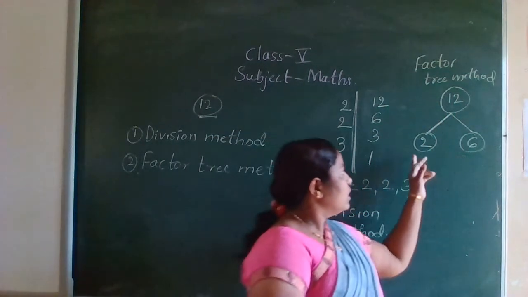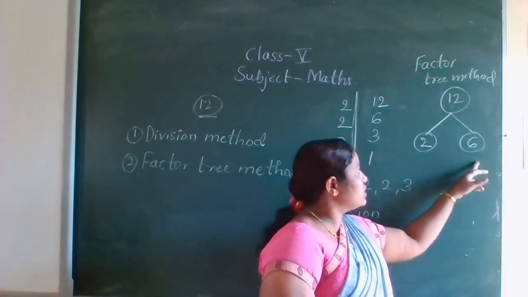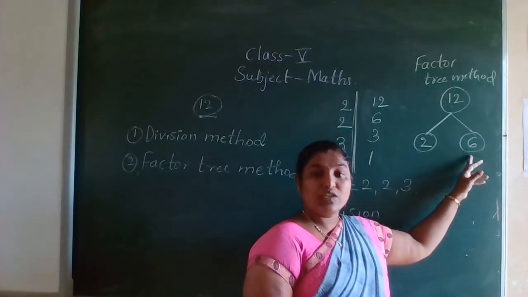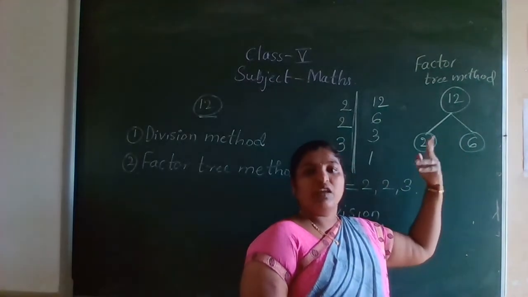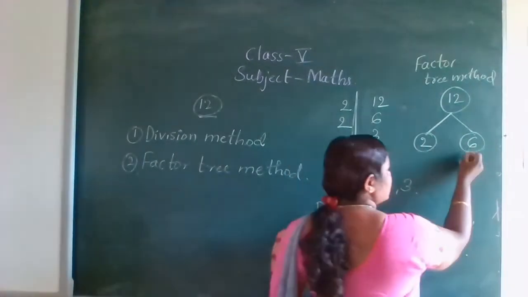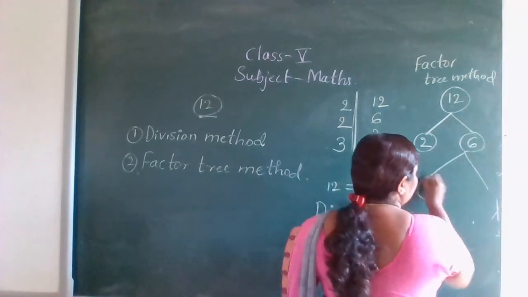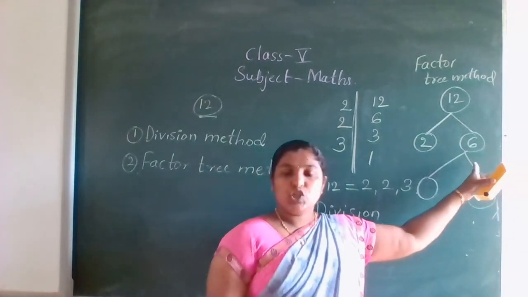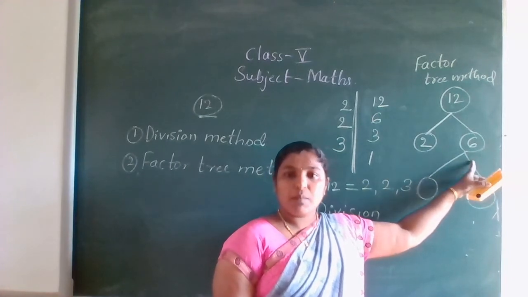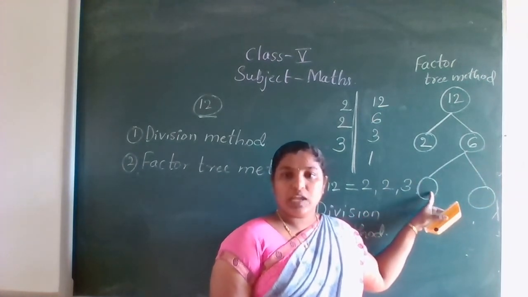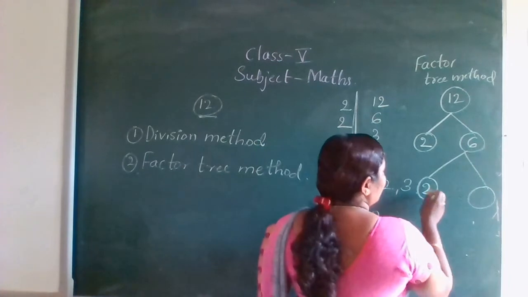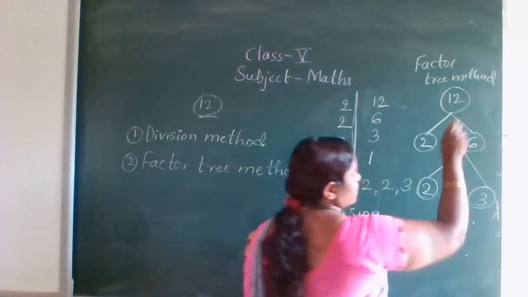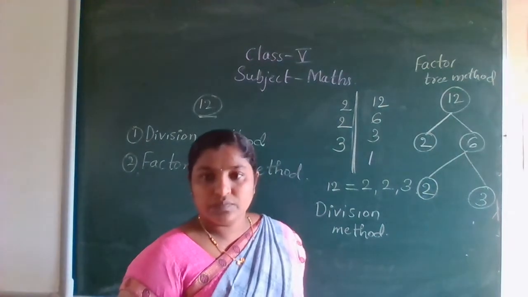Observe both the numbers. Which one is prime? Leave it. Which one is composite? Divide it again. 6 is the composite number. Divide it again. 6, 0, 2, 4, 6, even number, so you should take 2 here again. 2 times how much is 6? 2 threes are 6. Got it?